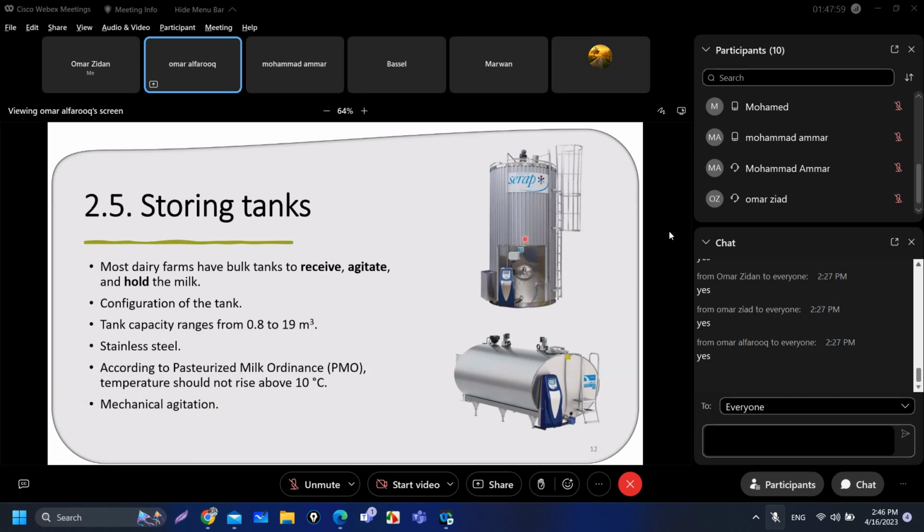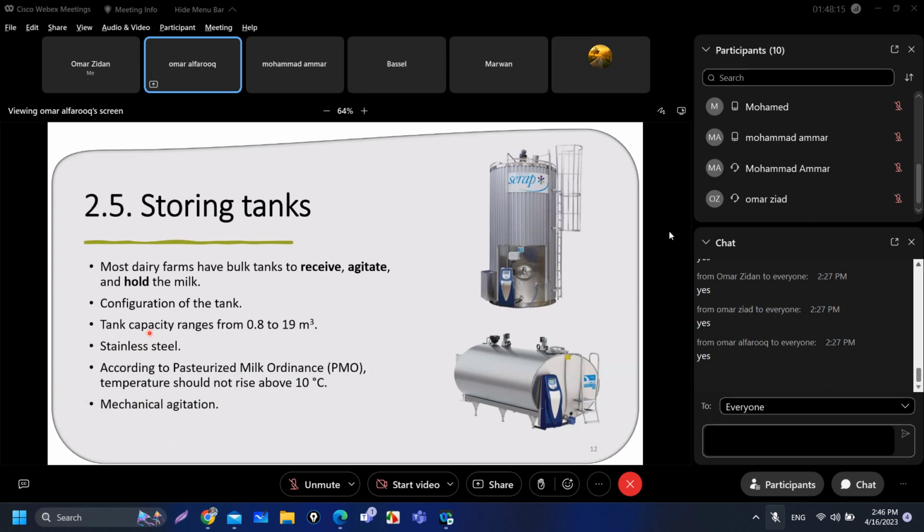This propeller is attached to a shaft. The shaft is driven by a motor. Okay, and why do we need mechanical agitation? Because we need to maintain a uniform temperature distribution inside the tank. Okay, and why do we use stainless steel?